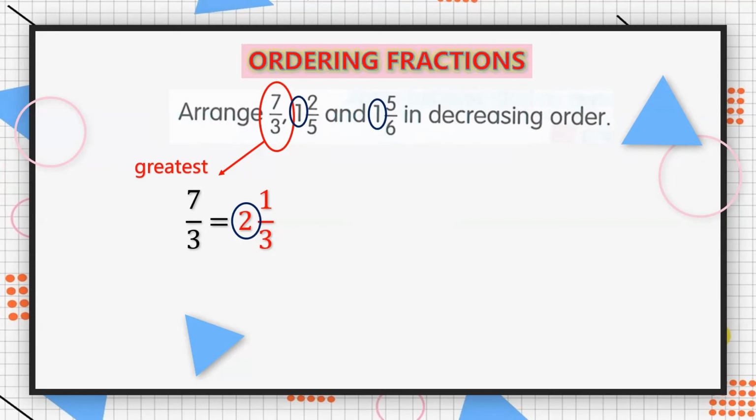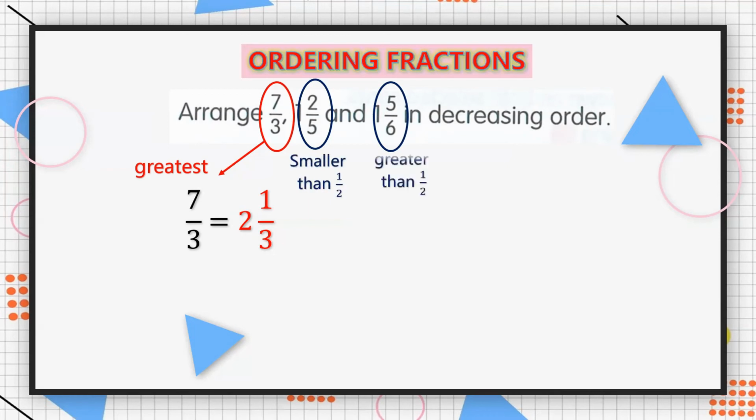Now let's compare the fraction parts 2 over 5 and 5 over 6. 2 over 5 is smaller than 1/2, and 5 over 6 is greater than 1/2. Therefore, the order of our fractions will be 7 over 3, 1 and 5 over 6, and 1 and 2 over 5.